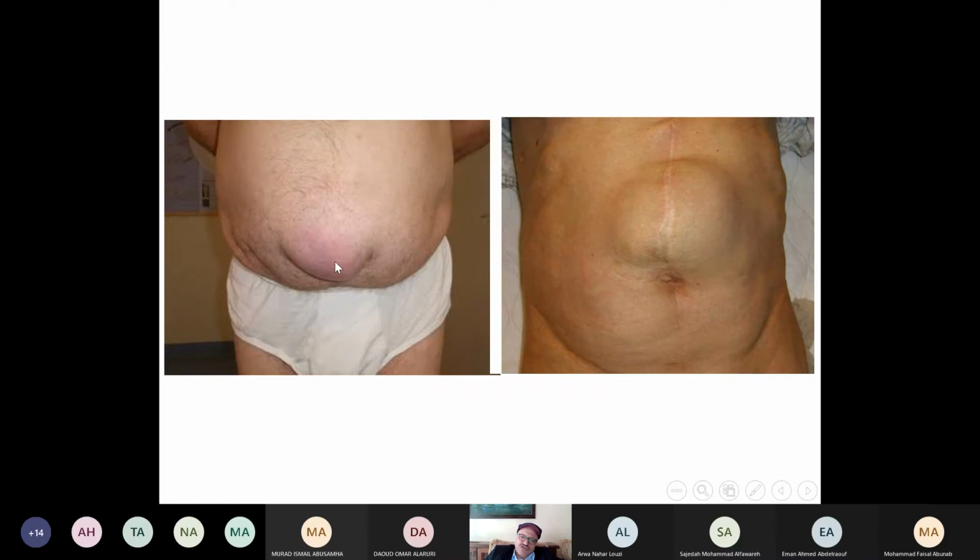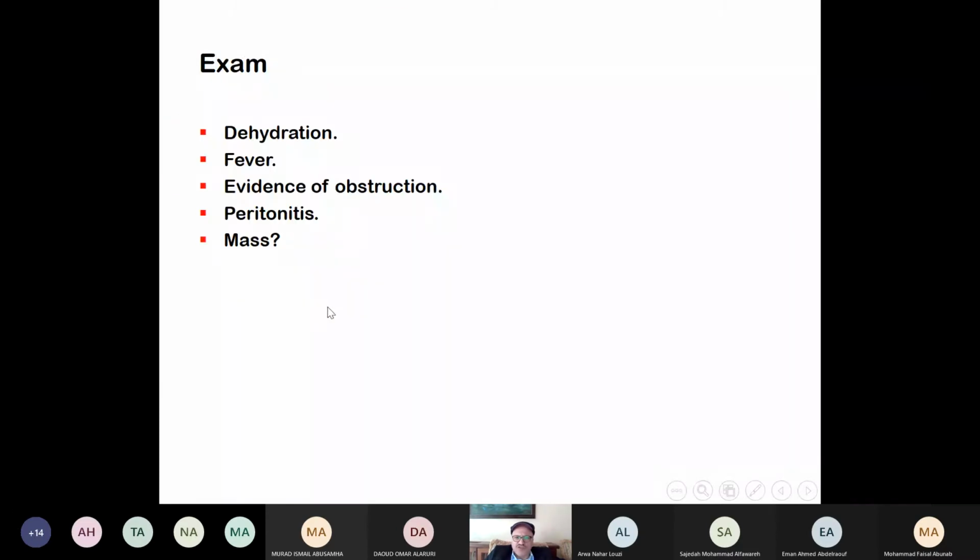In addition to what you see, redness and the tenderness, etc. So these are the indications of a complicated hernia.